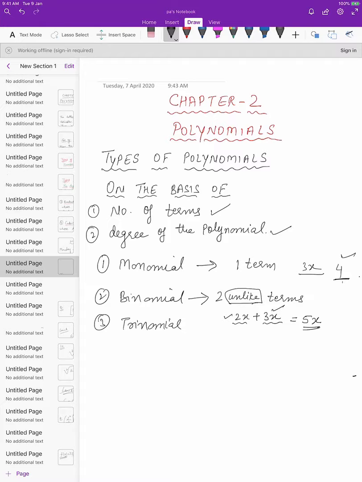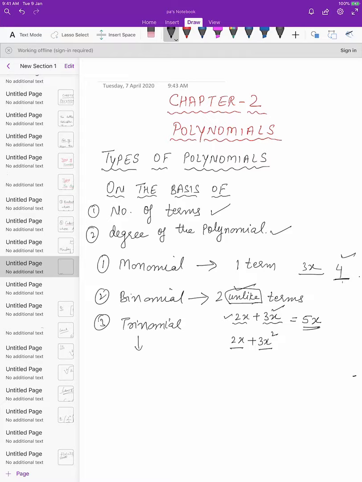That is why it is important to say a binomial is a polynomial having two unlike terms. That means 2x plus 3x squared. The power of the variable should not be the same. They are known as unlike terms. So now this is a binomial because it has two unlike terms. They cannot be further added.